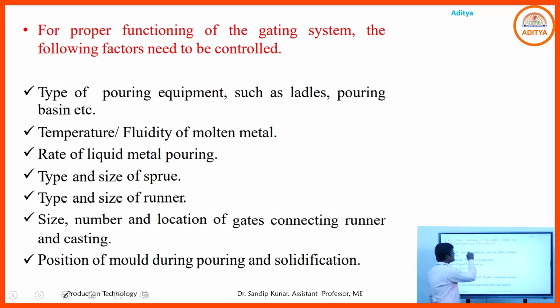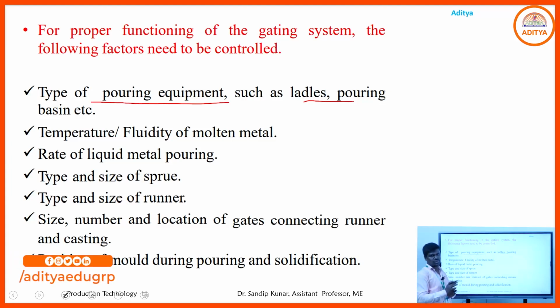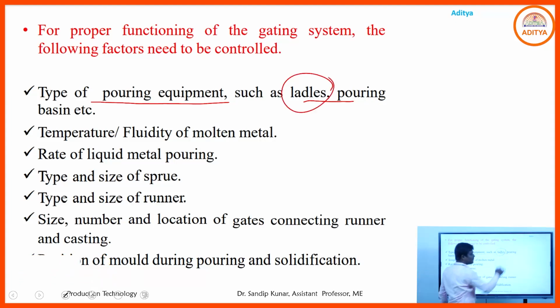For proper functioning of the gating system, the following points must be controlled. What are the points? First, the type of pouring equipment, such as ladles and pouring vessels. That type of equipment should also be good. From the ladles, we pour the molten metal into the pouring basin or pouring cup.